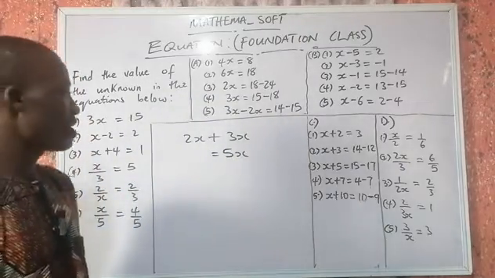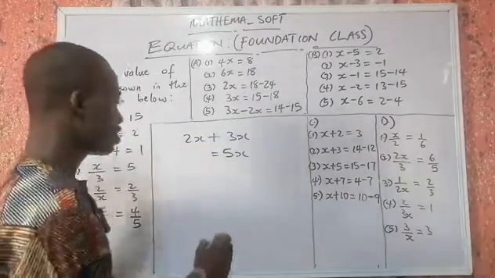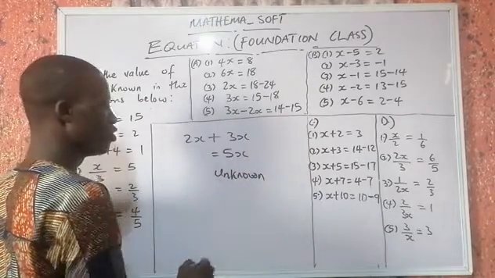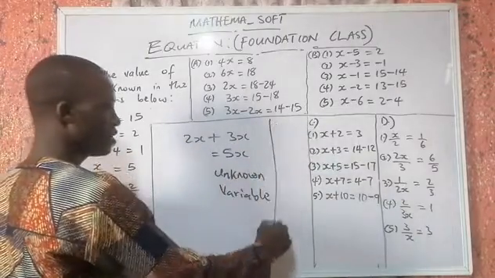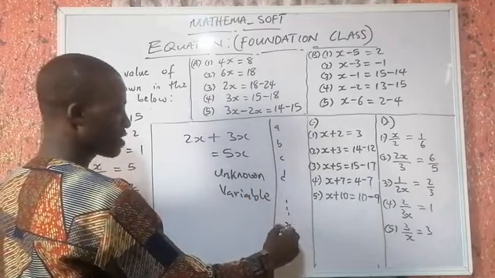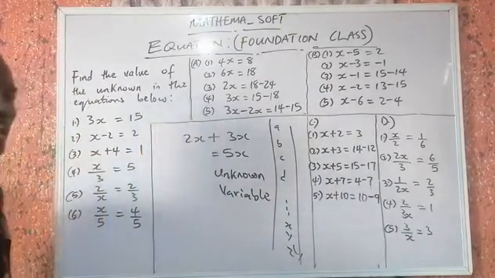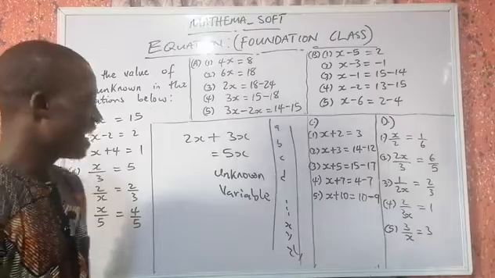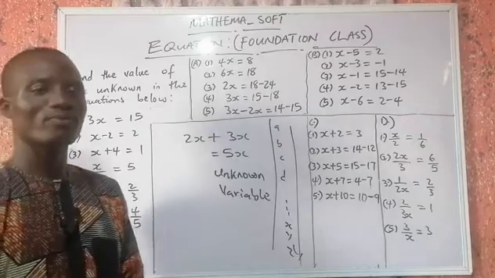We have explained earlier that x or any other alphabet is usually called the unknown in any equation. They are the unknown, or you call them the variable. So any of the letters from your alphabet, A, B, C, D, down to your X, Y, Z, are called unknown or the variable. They are usually those unknowns or variables that you want to find out their values while solving an equation.